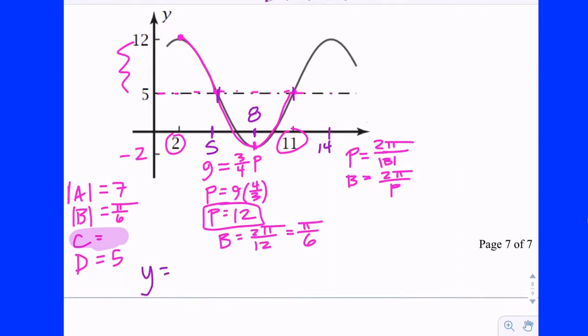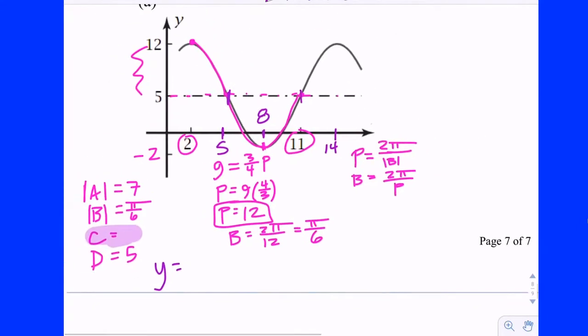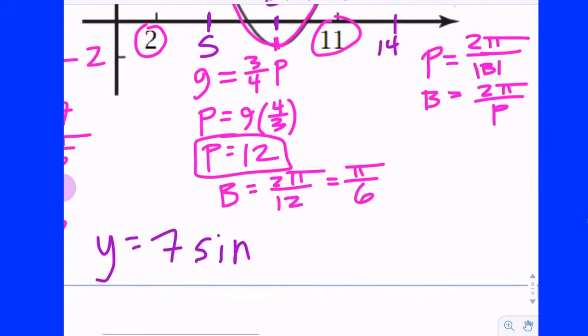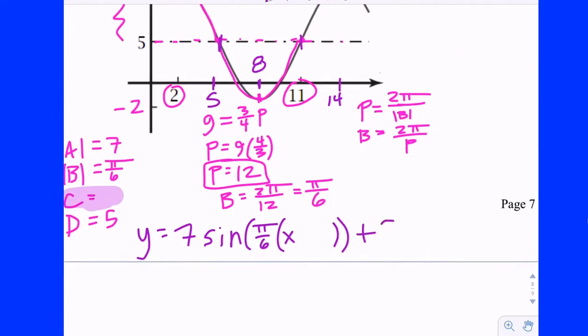Let's call this one y equals, plus or minus. Let's start with plus, okay? The amplitude is 7. Sine or cosine? Sine, okay. So 7 sine, and then the B value goes next, pi over 6. Open parentheses, x plus or minus something, and of course plus 5. So once you have all the information, it's just dropping it in. You have pre-mixed bowls, you just drop it in and stir, really, for making this recipe.